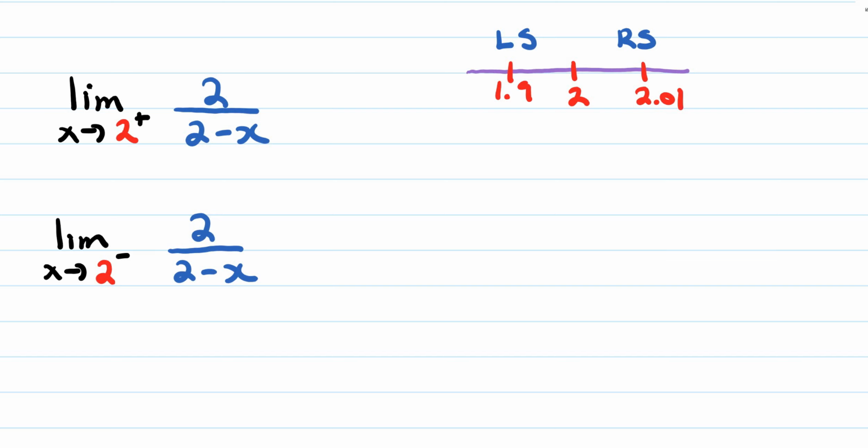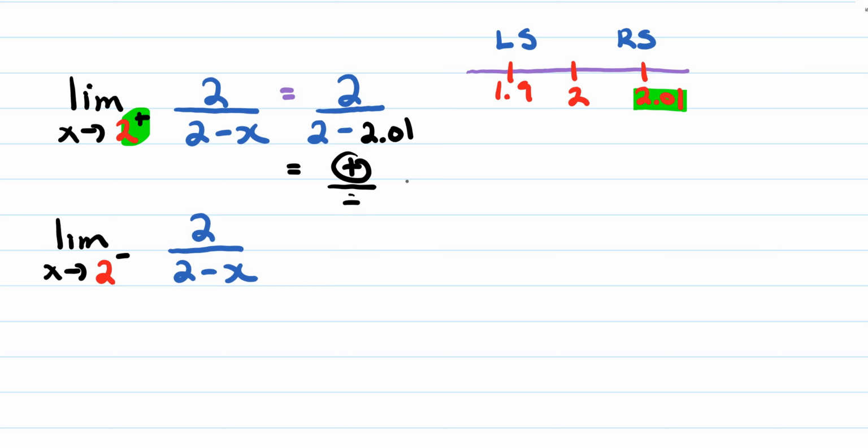Then from here on, we just do a direct substitution. So we have 2 on the numerator, and if we're taking numbers on the right-hand side of 2, we can use 2.01. So now I have 2 minus 2.01. It turns out that the numerator is going to be positive, the denominator is going to be negative, so positive over negative is going to be negative infinity. Okay, so that's how the vertical asymptote behaves when we approach 2 from the right-hand side.